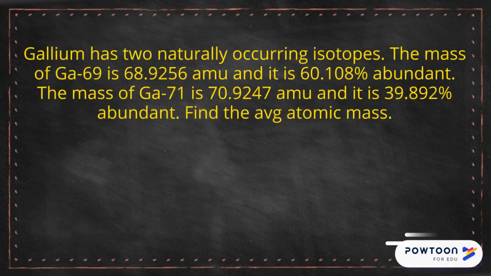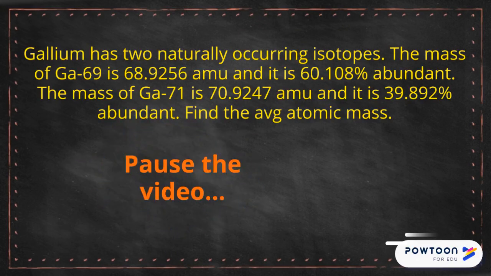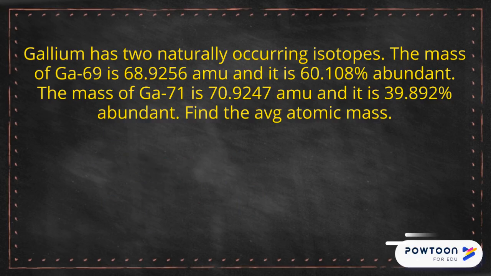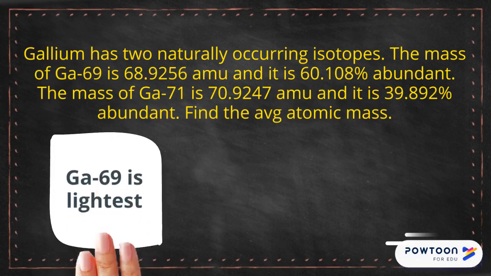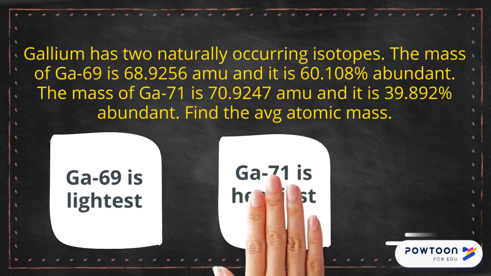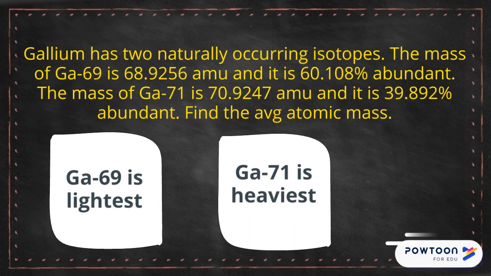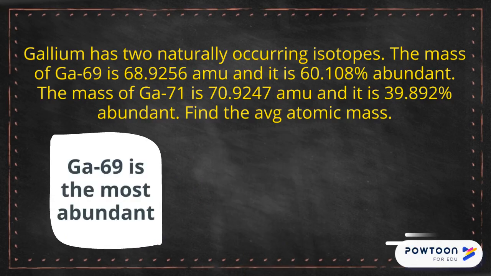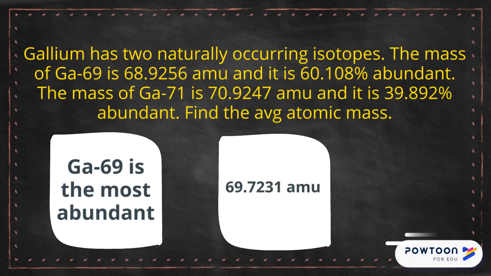This next problem will require some calculations. Pause the video and try this one on your own before I display the answer. Does your answer make sense? We know that the average will be between 69 and 71, and we know that more of the atoms are gallium-69, so we would expect the result to be closer to 69 than 71. The answer is 69.7231 AMU.